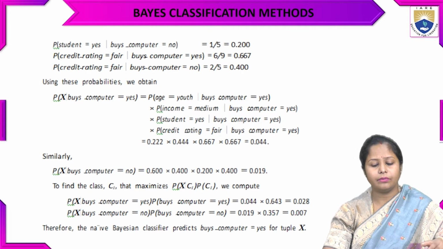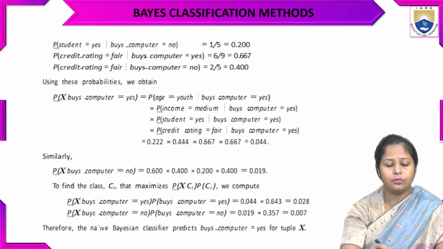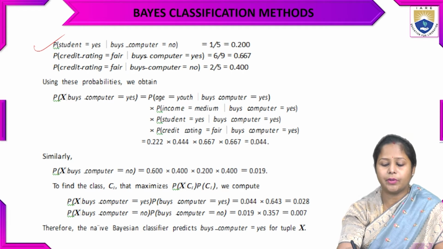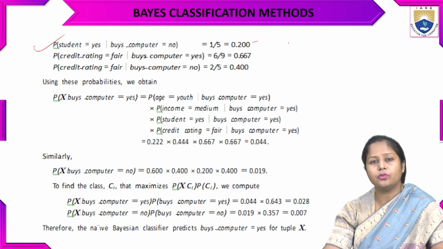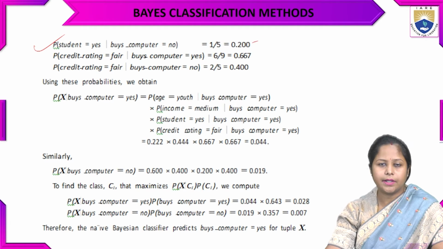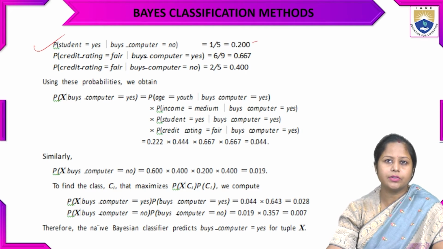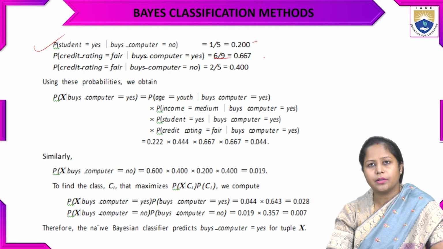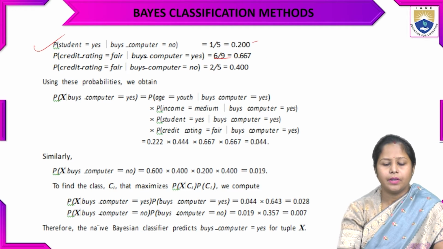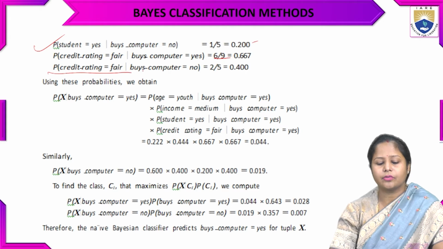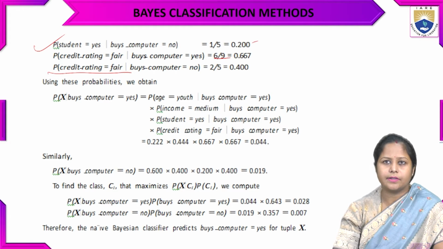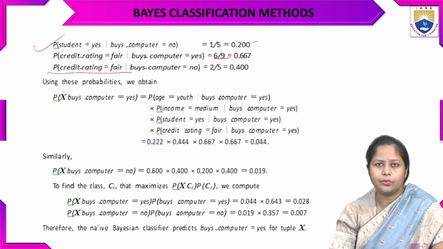Here again we'll find out the rules. P student is equal to yes and buys computer is equal to no, so the value will come as 1 upon 5, that is 0.200. If the credit rating is equal to fair and buys computer is equal to yes, the value will be 6 upon 9, that is 0.667. If the credit rating is equal to fair and buys computer is equal to no, the value will be 2 upon 5, that is 0.400.